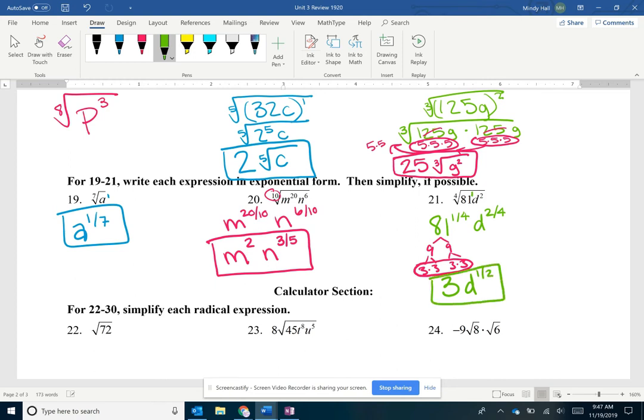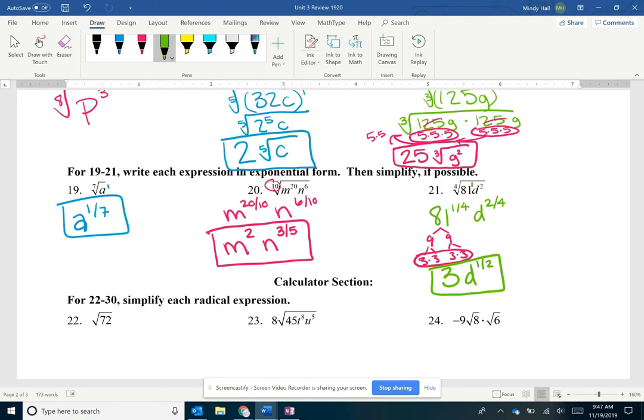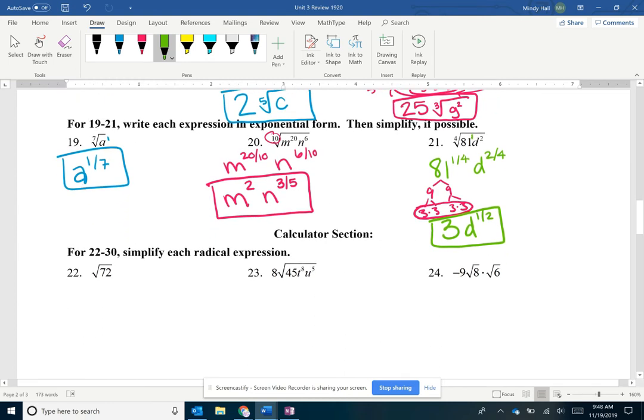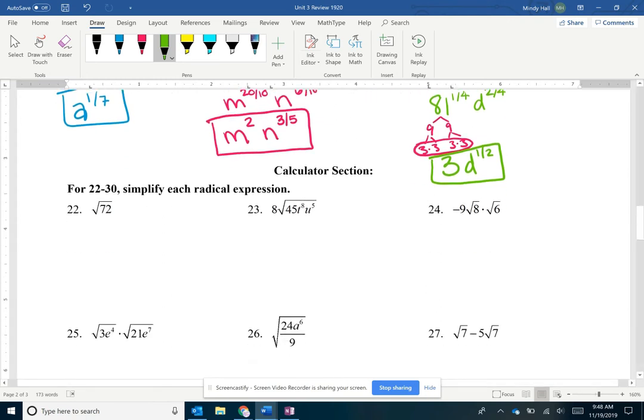Just like that. Okay? So now we are to our calculator section. If you've been on the struggle bus, again, just try and practice without a calculator. Make sure you can do this stuff without it.